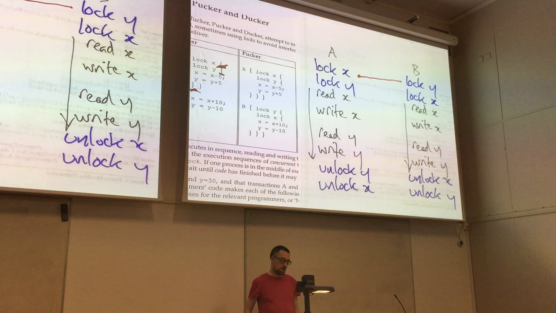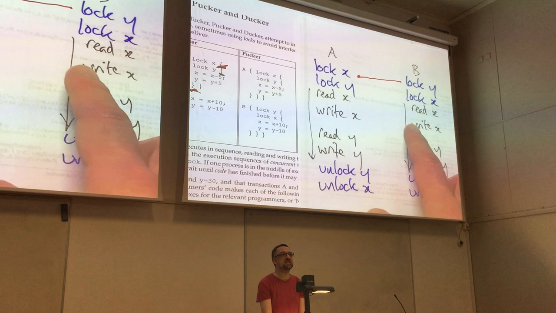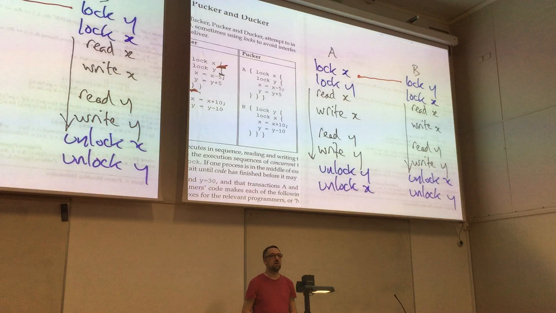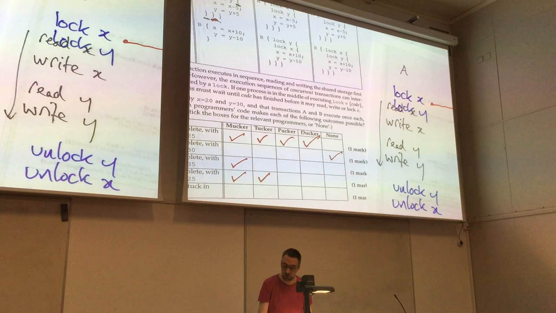So there's always a clue for deadlock where you see processes taking locks in different orders from each other. You should always watch out for deadlock when you see that, because it's possible that each process will grab one lock. They'll each grab different locks, and then they'll get stuck. So here we're saying that Pucker's code can achieve deadlock.